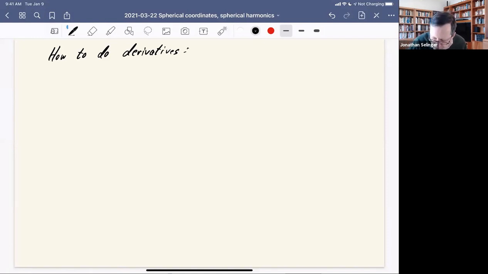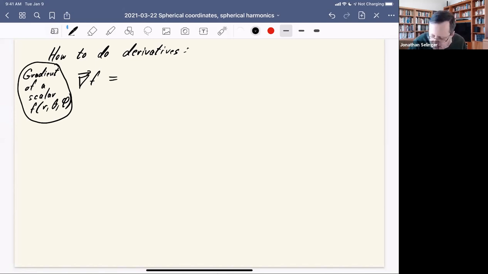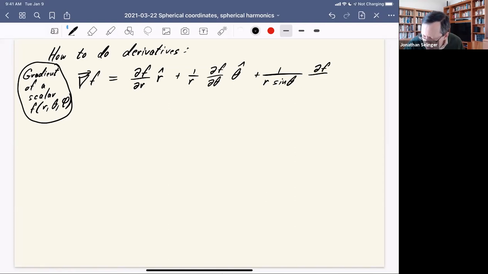Okay, so if you want the gradient of a scalar, so if we have f of r, theta, and phi, then the gradient of f is equal to the partial of f with respect to r in the r hat direction, plus 1 over r partial f partial theta in the theta hat direction, plus 1 over r sine theta times the partial f partial phi in the phi hat direction.